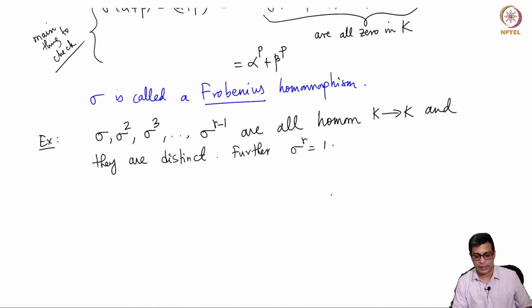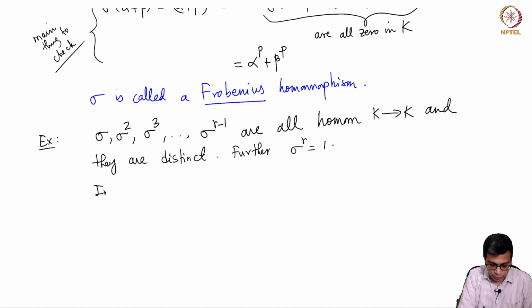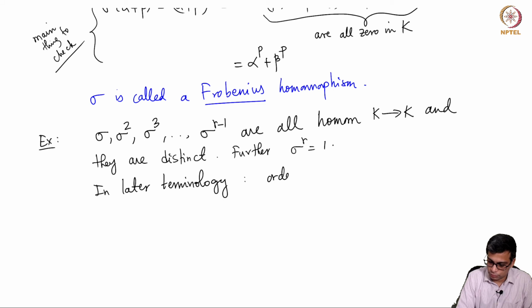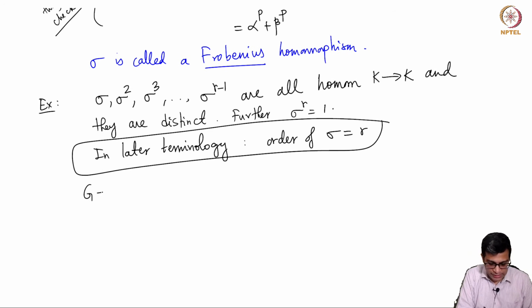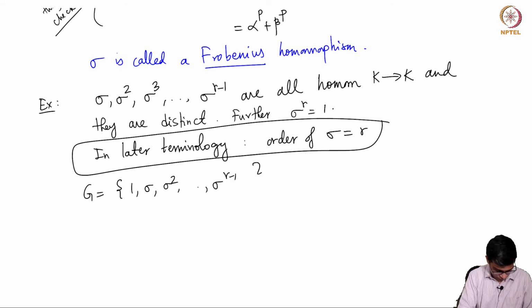Okay, so basically when we talk about the Galois group of field extensions in the next video or a later video, sigma belongs to it and sigma has order r. So in later language, the exercise amounts to saying that the order of sigma is r. Okay, so basically I am taking G to be 1, sigma square, up to sigma r minus 1.